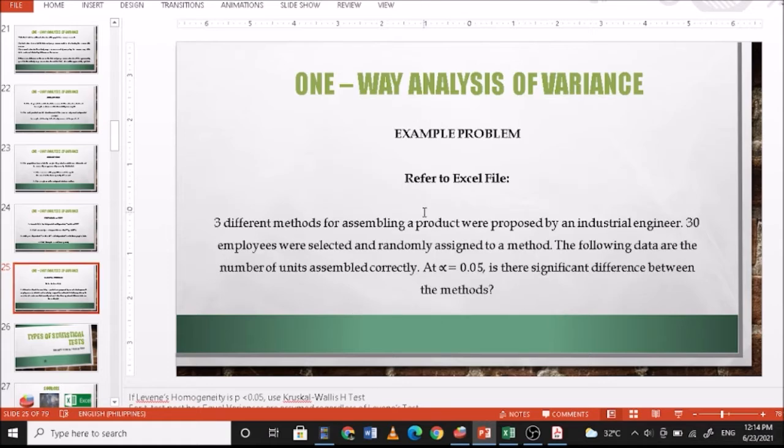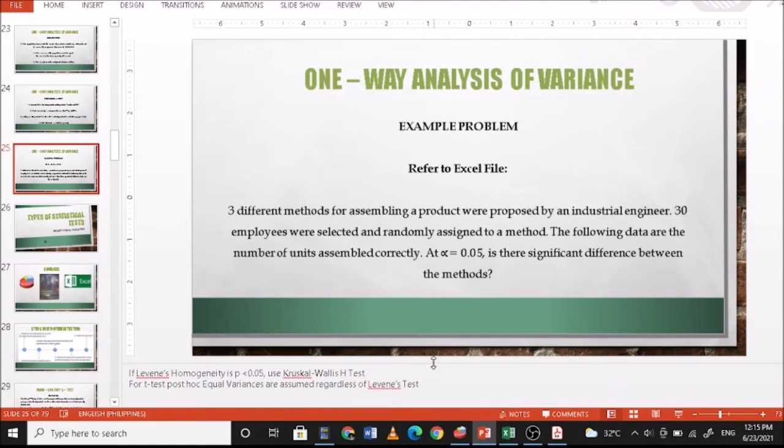Okay. So, an example problem. Three different methods for assembling a product were proposed by an industrial engineer. 30 employees were selected and randomly assigned to a method. The following data are the number of units assembled correctly. At alpha equal to 0.05 level of significance, are there significant differences between the methods?